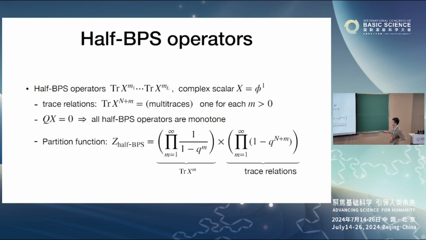And also, in this case, it's actually very easy to solve the Q cohomology because Q simply annihilates X. So Q will annihilate all these multi-traces of X. That also means that all the half-BPS operators are monotone. So we can very easily compute the half-BPS partition function. The first bracket is just the contribution of the multi-traces of X without imposing any trace relation. And in the second bracket, you can see that we have something in the numerator. That means we cancel out some of the things in the denominator, which means we impose the trace relations.